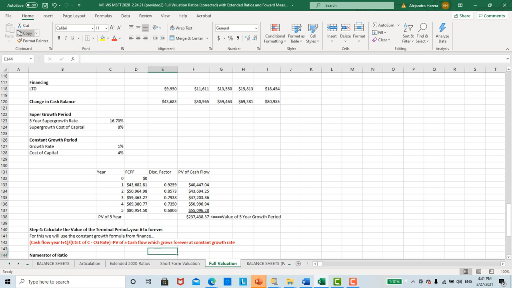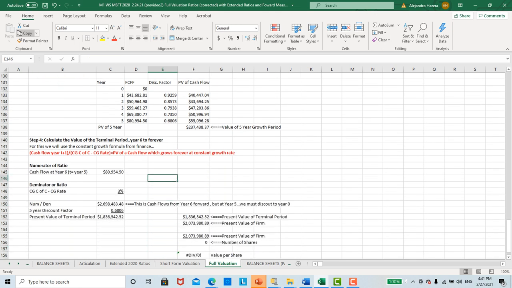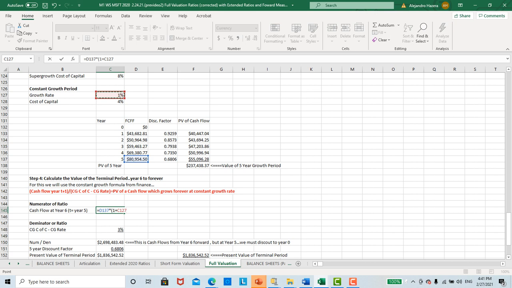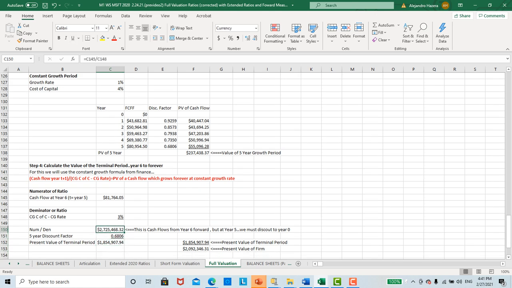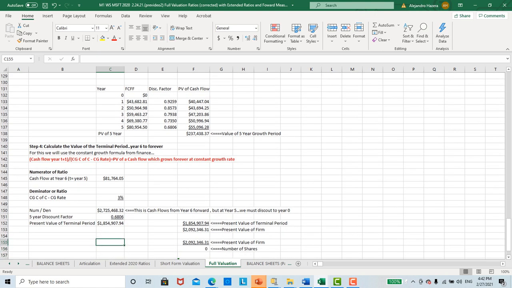Okay, so we got a value of the terminal growth period of 237. Now the cash flows starting year 6 and on will grow at 1%. So this is equal to the 5th year cash flows times 1 plus 1%, which gives us that amount right there. This number here is going to be equal to 4 minus the 1%. Just to verify, this is the value of the cash flows from year 6 on to forever, but only discounted to year 5.